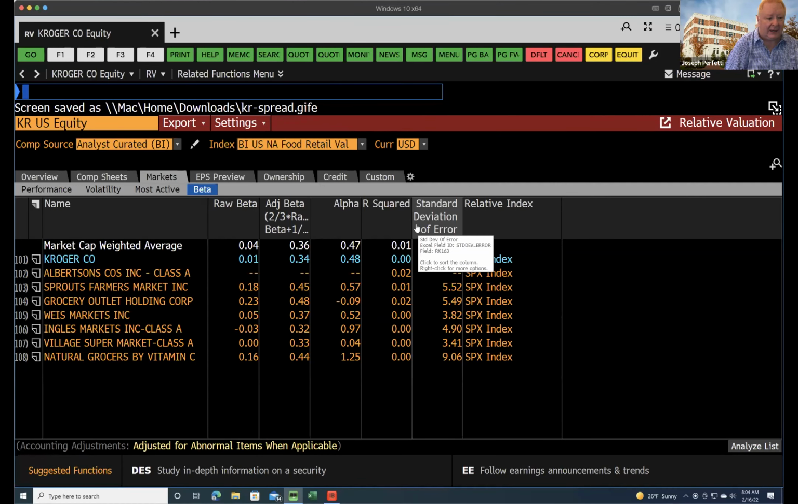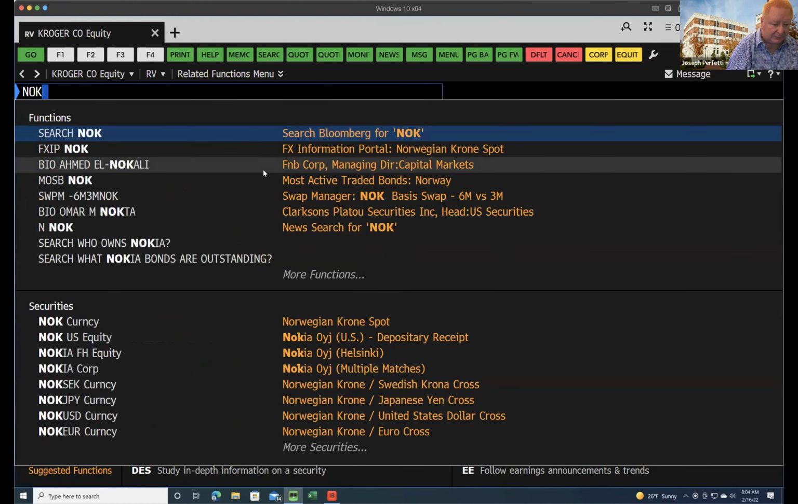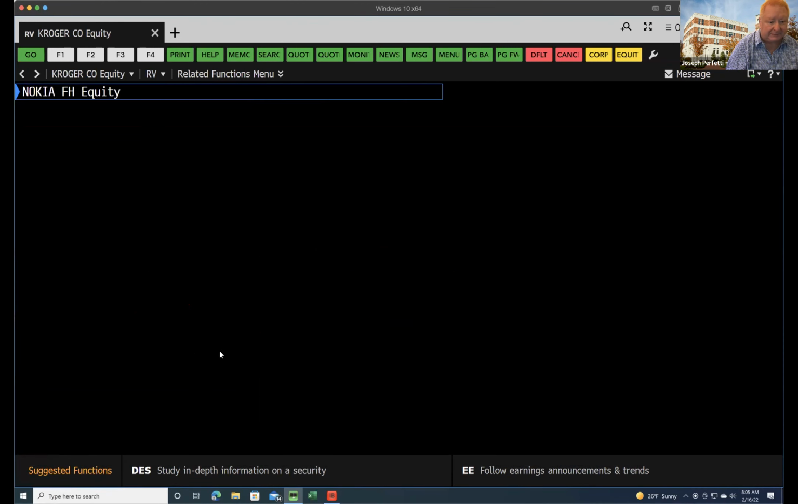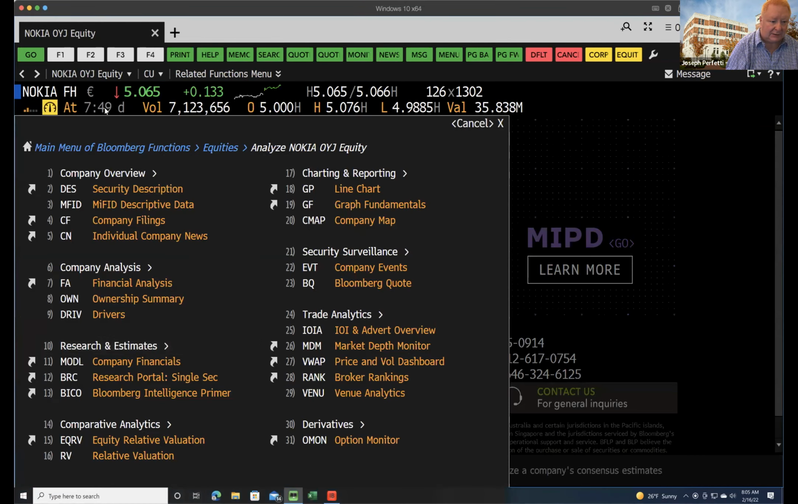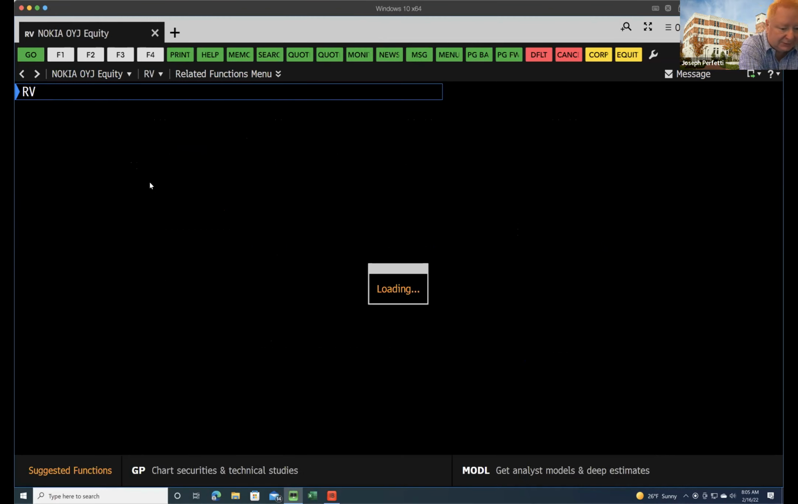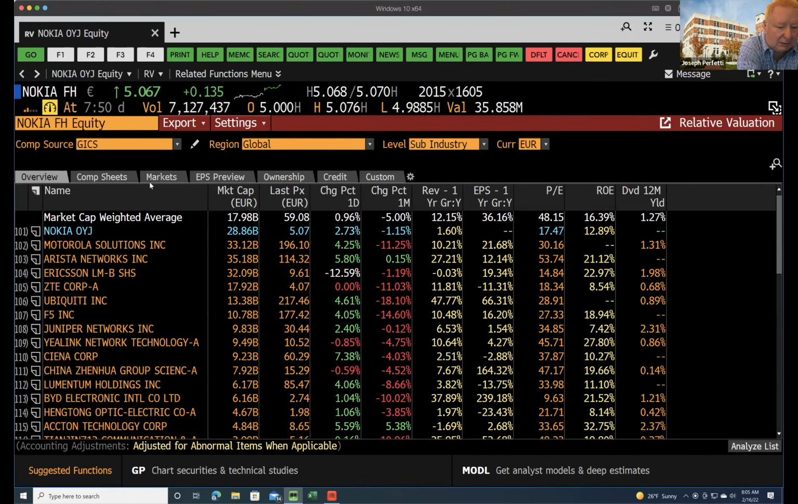You will be making a 10-minute presentation on Nokia as a group. Basically you would go to Bloomberg and here they are, Nokia FH equity. You'll notice that they are in euros, but it doesn't matter for purposes of the EIC. Then you'll need to go to RV and make sure you turn in at least the 2 screenshots of the RV markets beta and also of the industry spread.